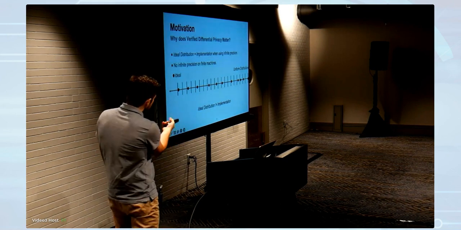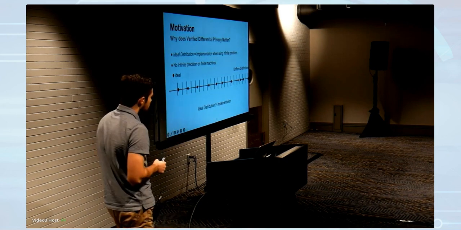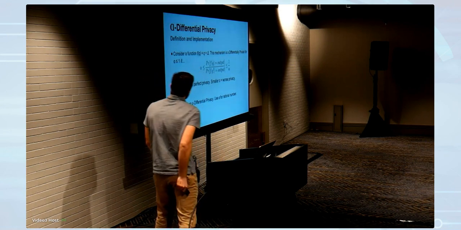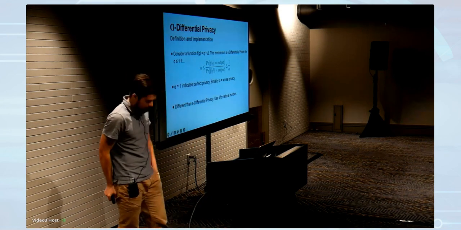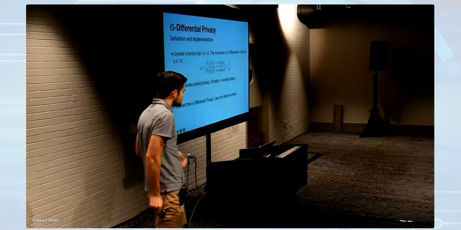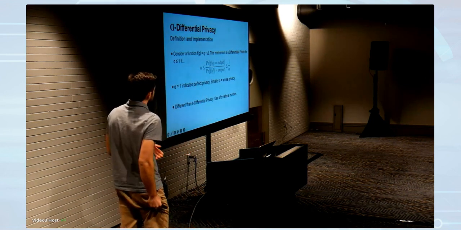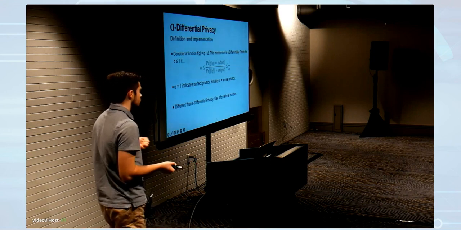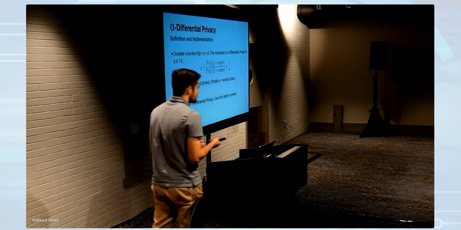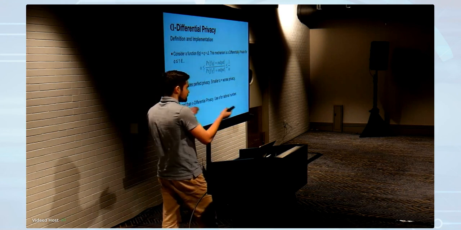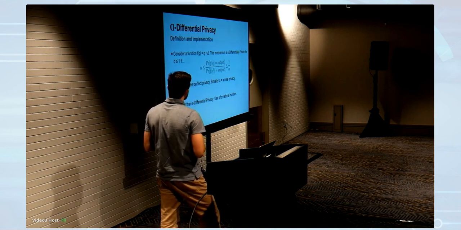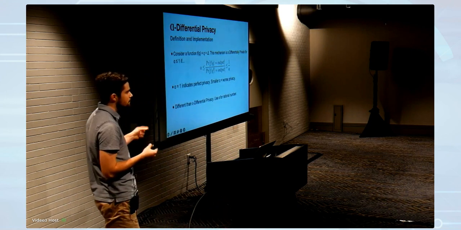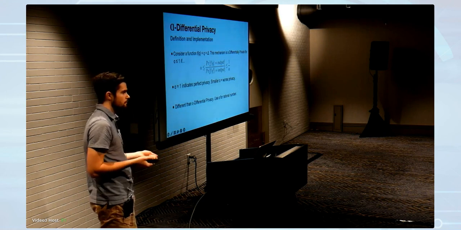So in this case, we can see that the ideal distribution is not the same as the implementation. Okay, so to understand why this actually matters, we need to understand what differential privacy is in a more formal manner. As I said before, it's basically a function that takes in a query result, adds some noise to the query result, and outputs the result of that addition.